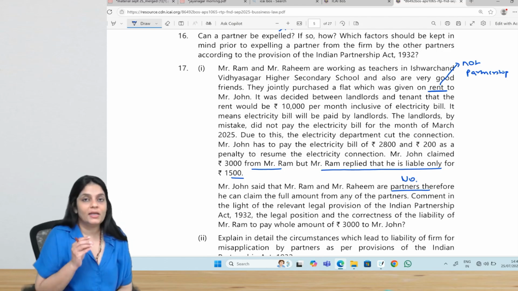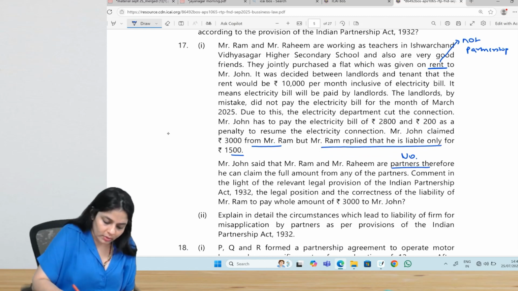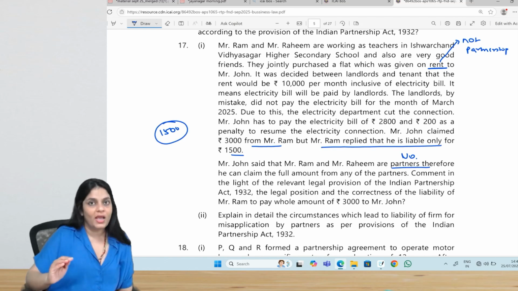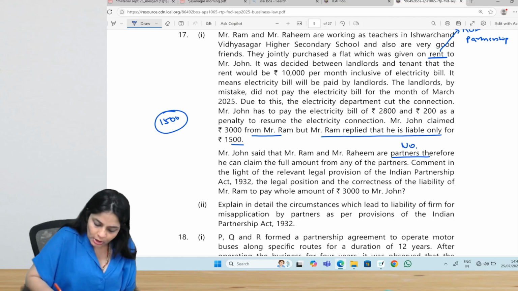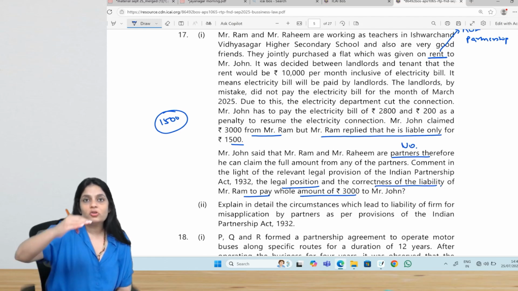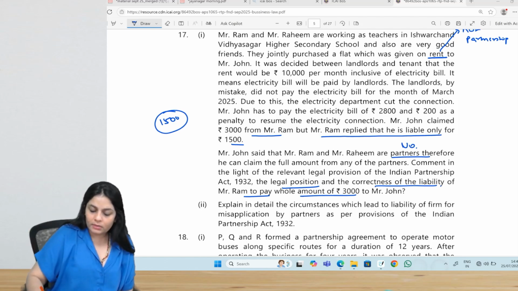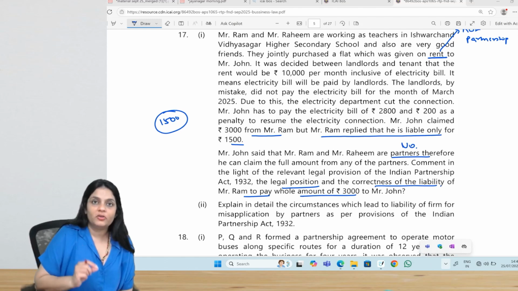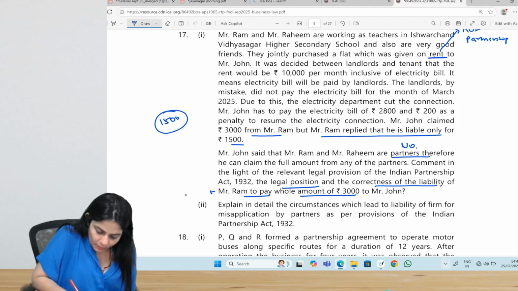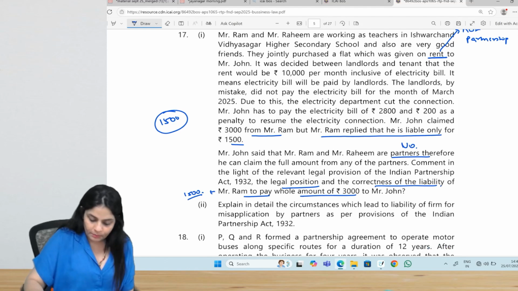But we have already discussed that renting of property is not considered as partnership. Since it is not partnership, they are not partners. And if they are not partners, they are only liable for their share and not for the other's share. So, the legal position and the correctness of the liability of Ram to pay the whole amount: first of all, it's not partnership. You are going to write about how you know whether there is a partnership or not. Second, because they are only joint owners, they are only liable for their share. So Ram is only liable to pay 1,500 and not 3,000. The rest 1,500 he can recover from Rahim.